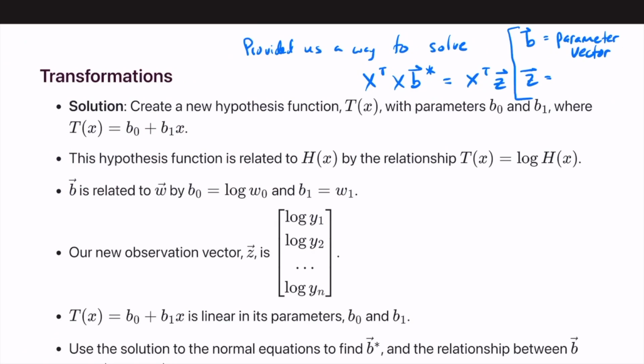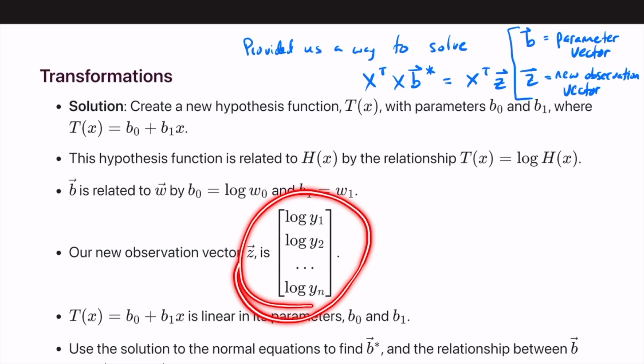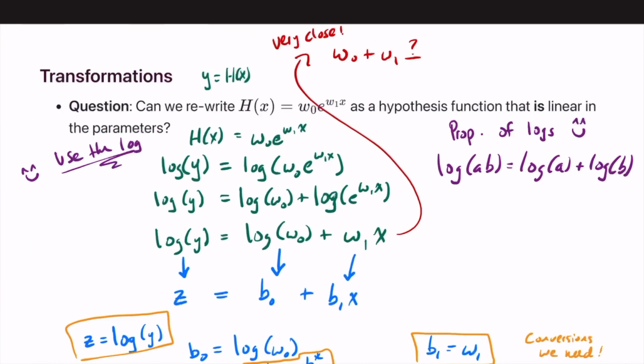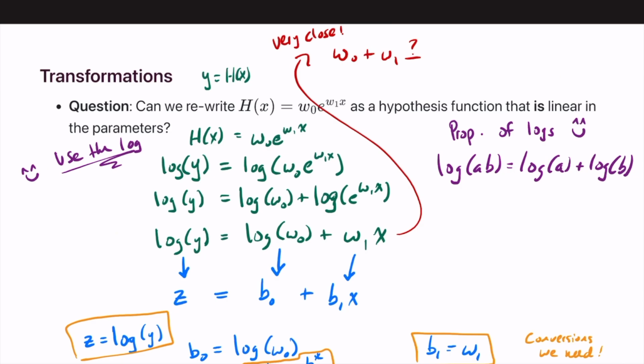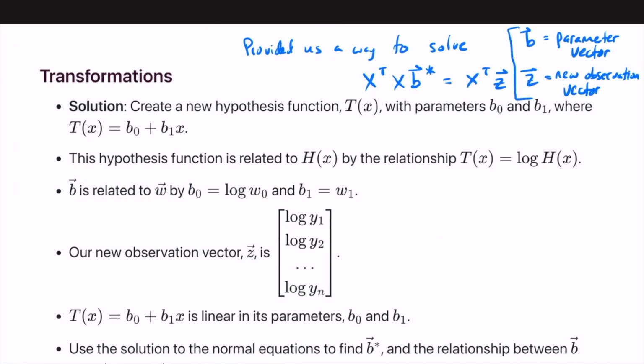So this would be our new observation vector. And when we look at it, remember we have y, which was equal to our h of x. So that's what we did the substitution there. And since we had to use the log to break apart this w dot and the e, we had to put a log onto this side. So when we take our new observation vector, which would be our y's, the roadmap we need right here is to apply log to all of them.